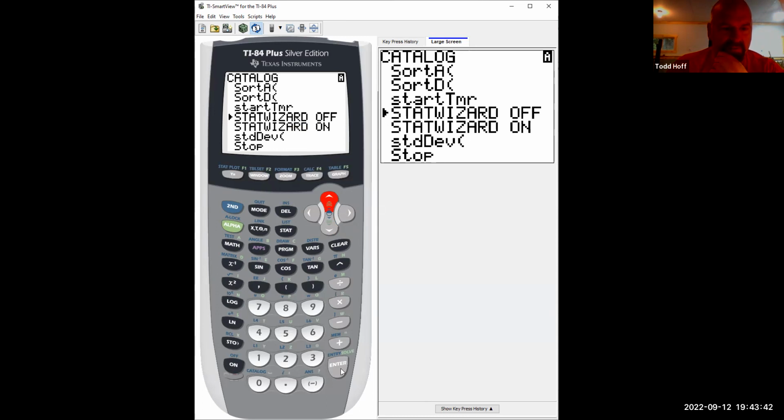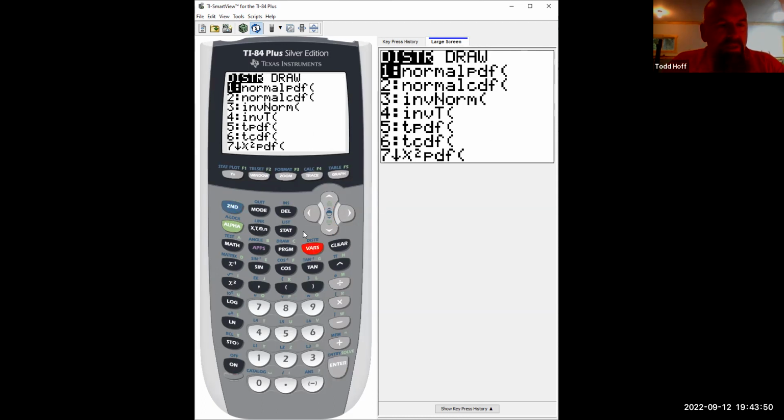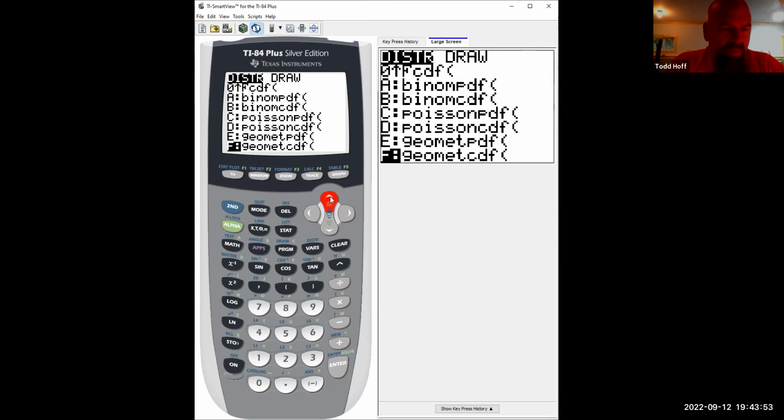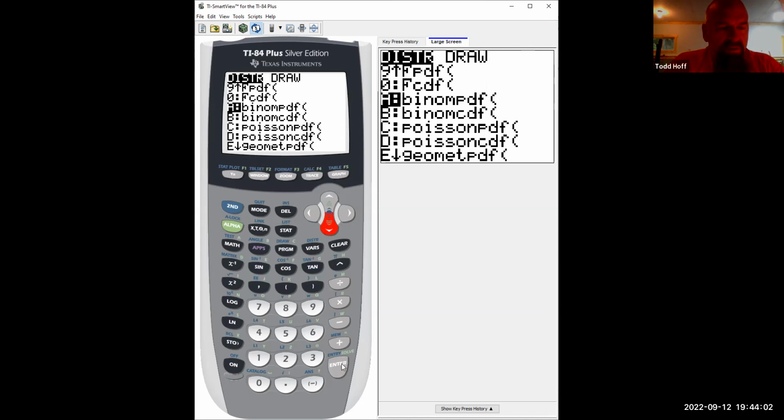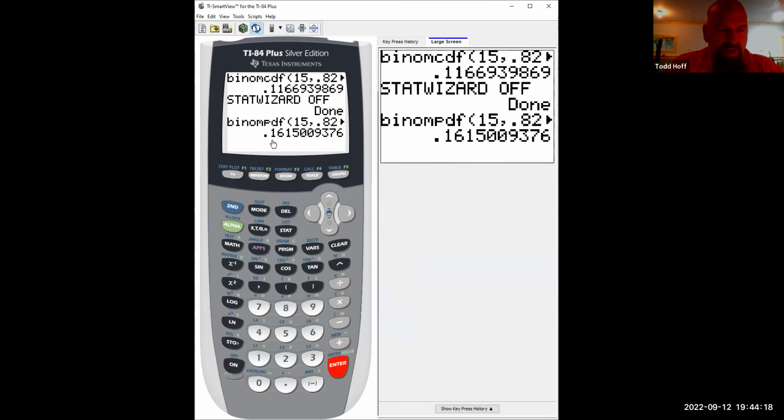So I'm going to select stat wizard off. I have to select it, then I have to activate it. So now my stat wizard is shut off. So mine should look just like yours now when I go to binom PDF. So you go second distribution, binom PDF. So I'll select it and it takes me right to binom PDF with just the open parentheses. So N was 15 and then I hit this comma, 0.82, then I hit that comma again, and then I wanted 11 successes. Then I'll close my parentheses and hit enter. And there I do get the same 0.1615 that I did before.